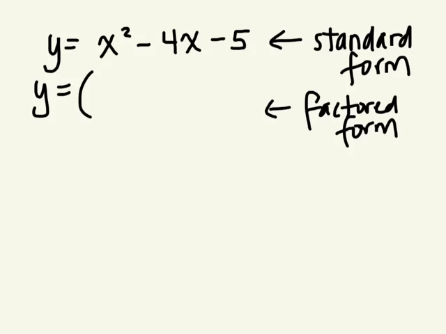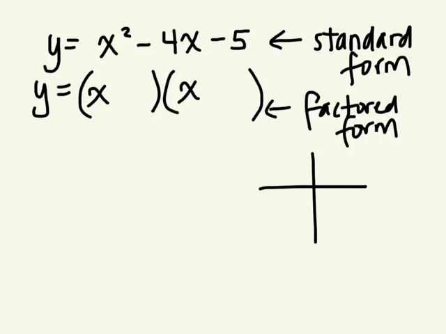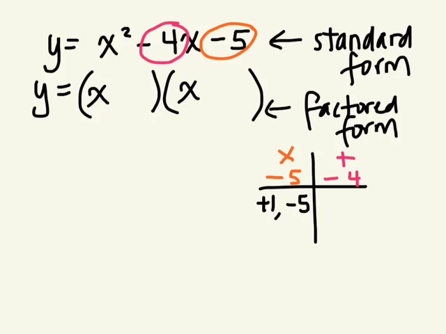So we're looking for two things that we're going to multiply together to give us which term? -5. Two things that multiply to give us -5 and add up to -4. +1 times -5 is -5. And what's 1 plus -5? -4. Good. So the two factors are +1 and -5.